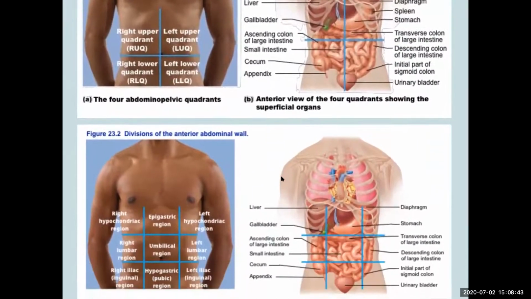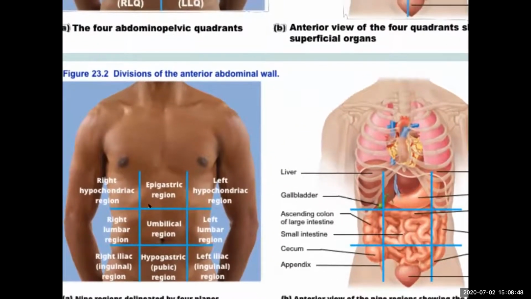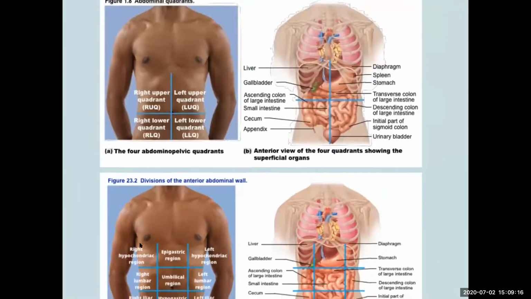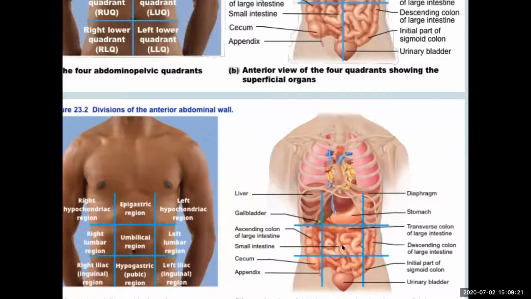And then when you divide it into divisions, you can divide it into 9 divisions. You don't have to know all these divisions. The important ones are the epigastric, which is this region above the umbilical region, just right beneath the sternum. And then you have this umbilical region, the pubic or hypogastric region, and the right and left inguinal regions. And then pay attention to which structures are located in which division.